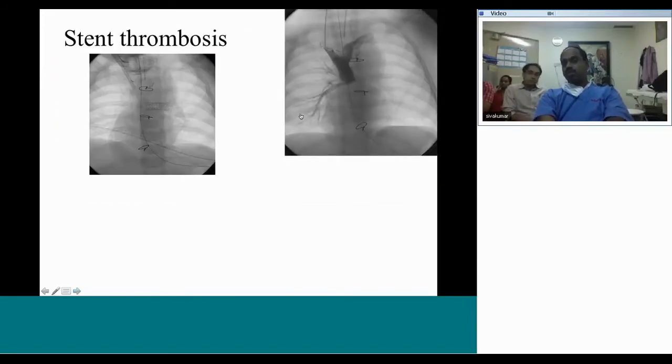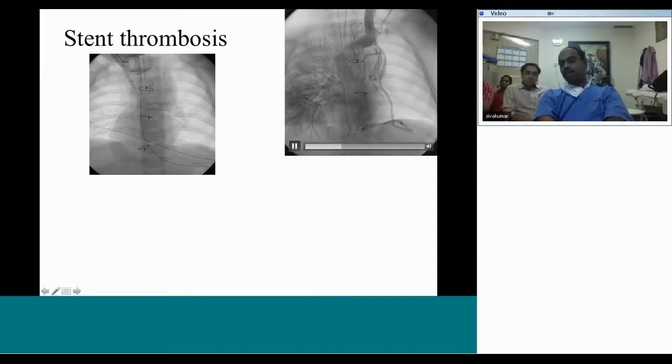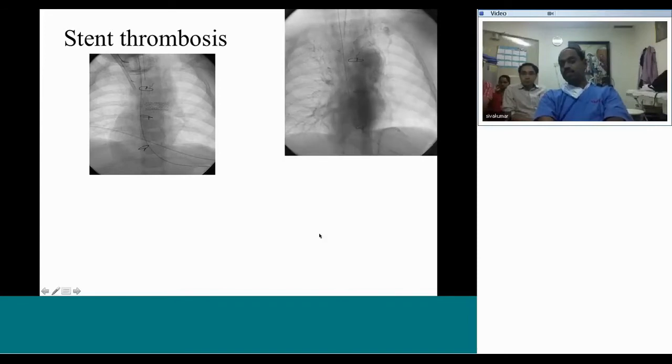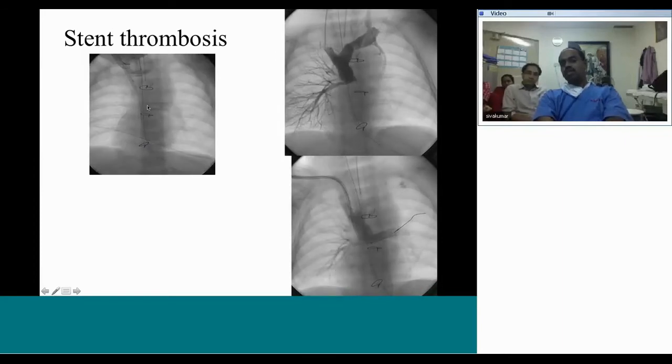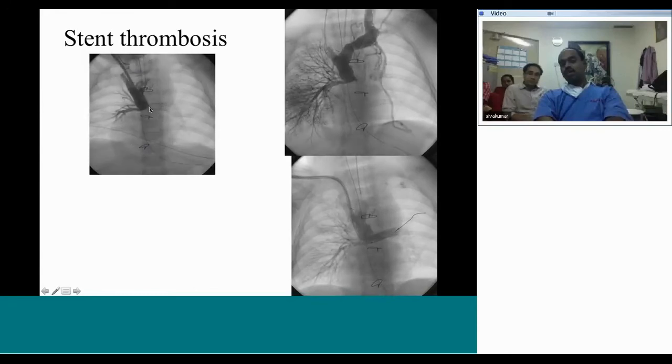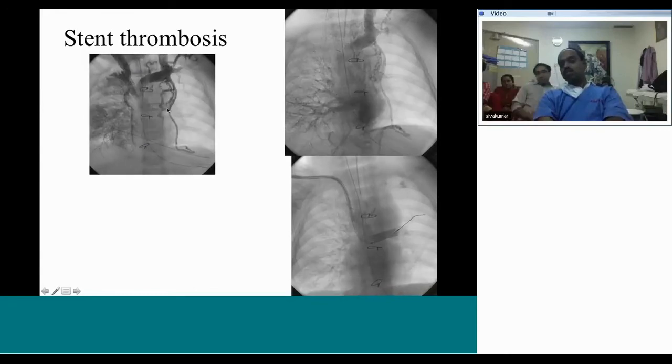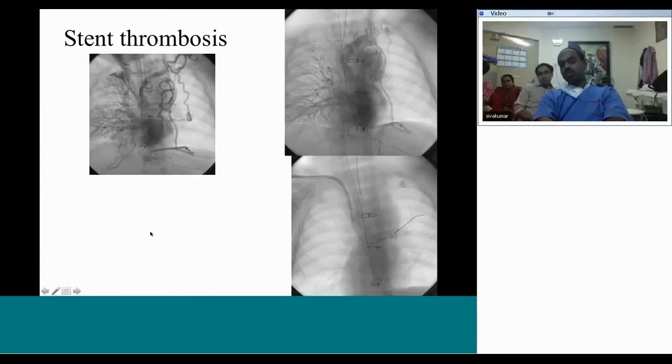Stent thrombosis. This is a patient who had a bidirectional Glenn shunt. And after the Glenn shunt, there is a complete occlusion of the left pulmonary artery because a pericardial patch was done. Your guide wire was passed in, dilated initially, it was diffusely stenosed and so it was stented. After the stenting was done, it's completely getting thrombosed. This is acute stent thrombosis.